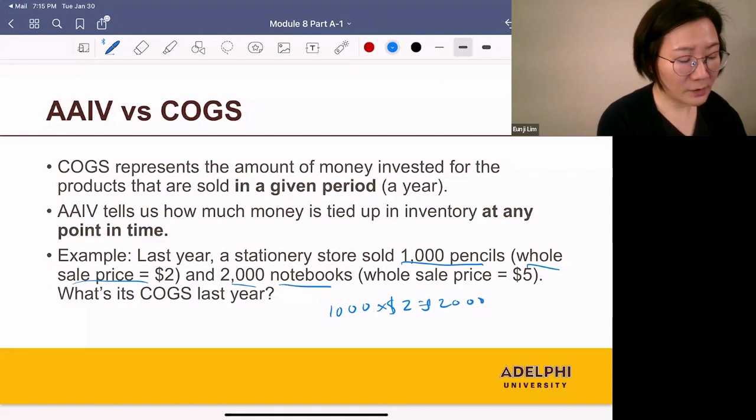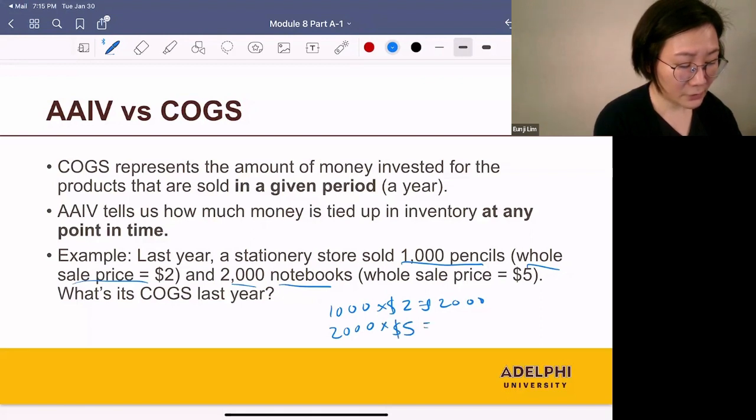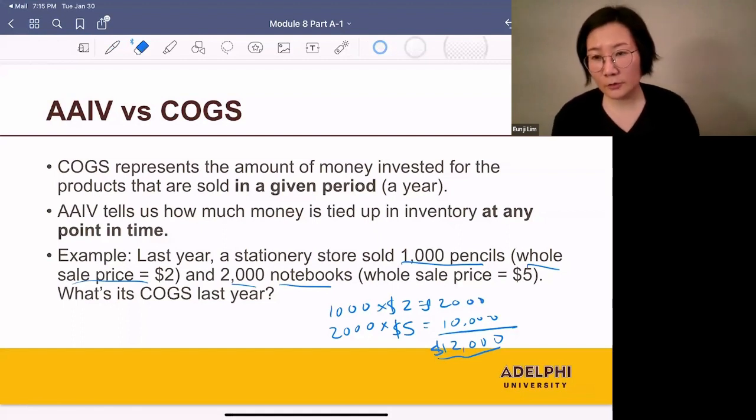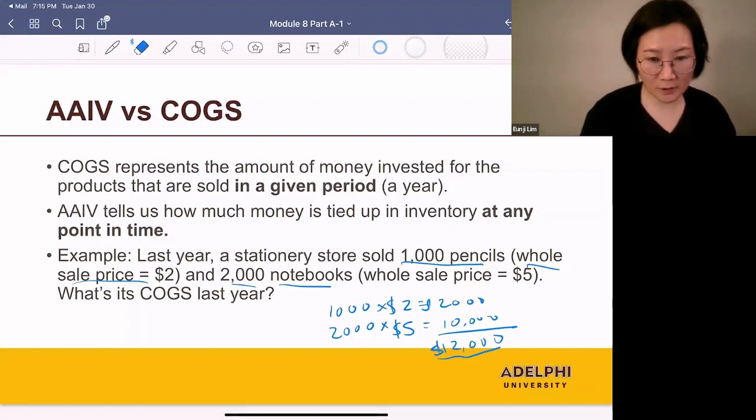Next, how much money did you spend to purchase 2,000 notebooks from your supplier? $5 each, that's $10,000. So the total is $12,000, and that's how much money you spent to sell all the products last year. That's the COGS last year.